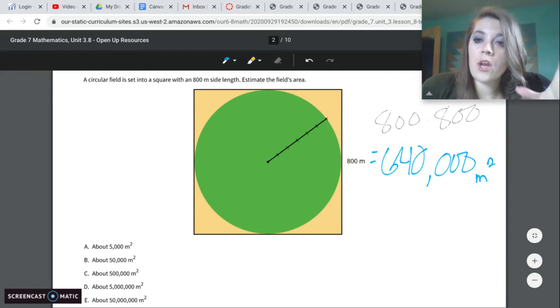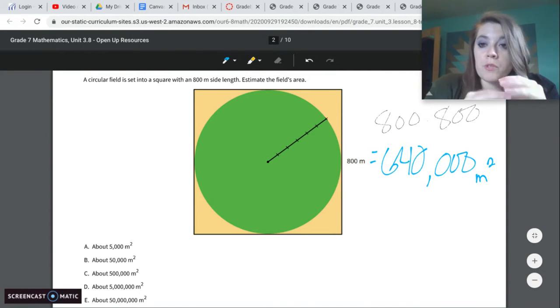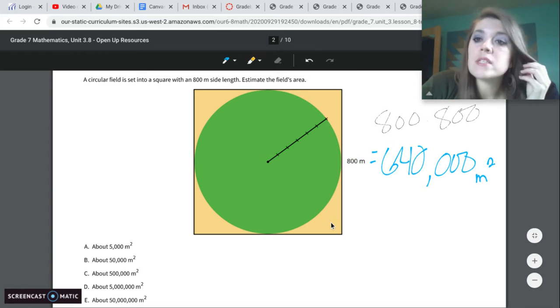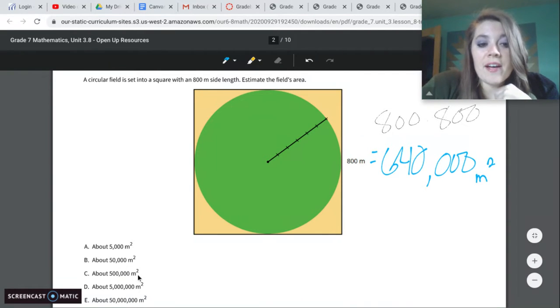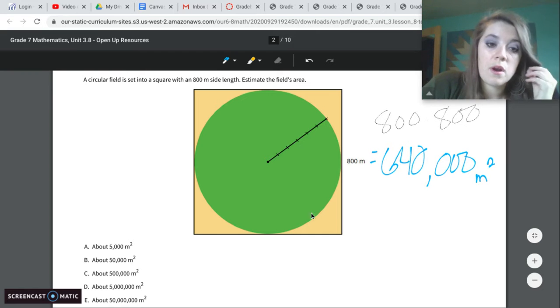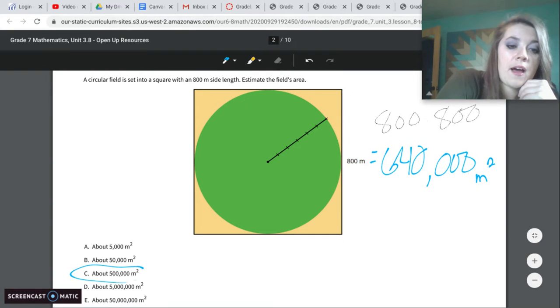And so we know that this is bigger than what the actual circle is, because obviously we have all these parts on the corners where it doesn't line up, so we know it's going to be smaller. So if we look, we've got 5,000. Well, that's way too small. We've got 50,000. That's too small. We have 500,000, which is fairly close. And then we go to 5 million and 50 million. Well, the 5 million and 50 million are bigger than our estimate, so we know that's wrong. So it's going to be the 500,000.